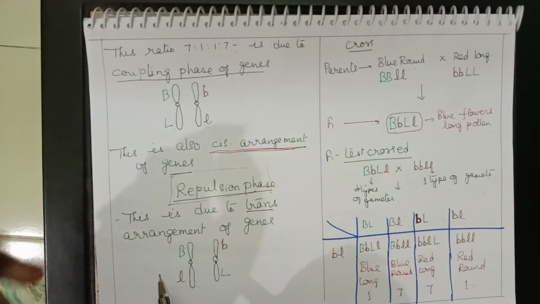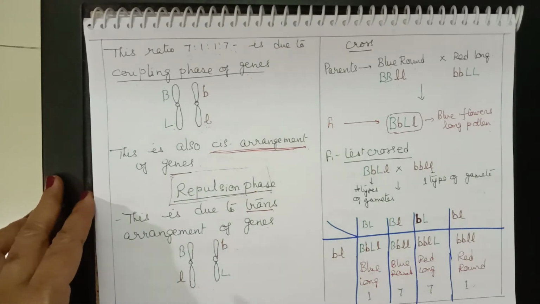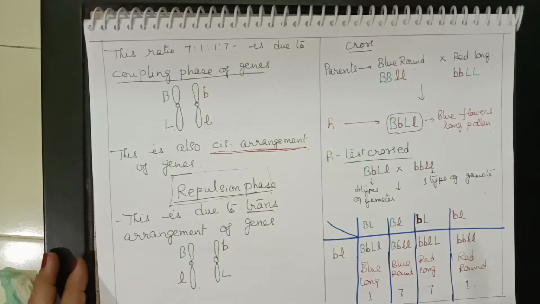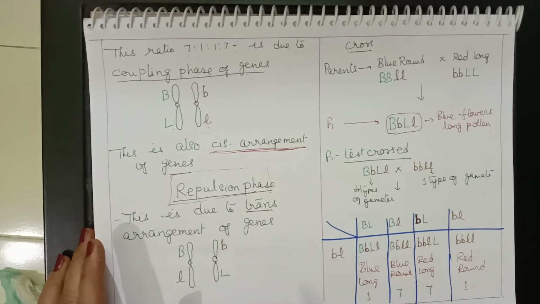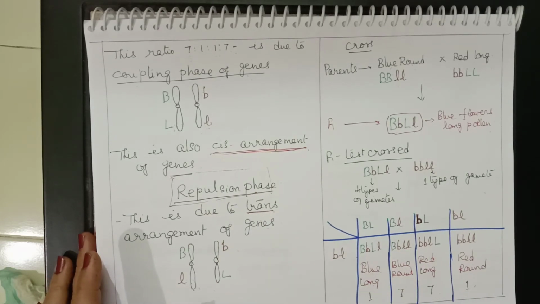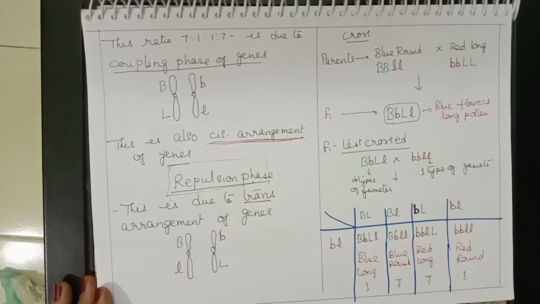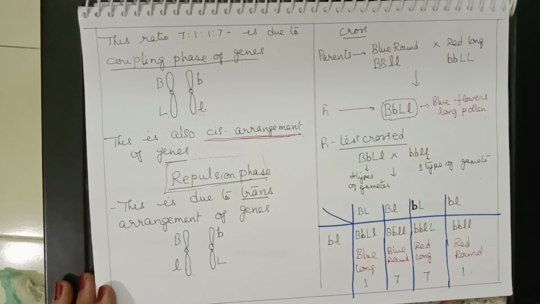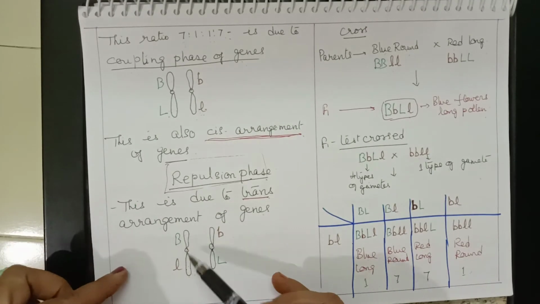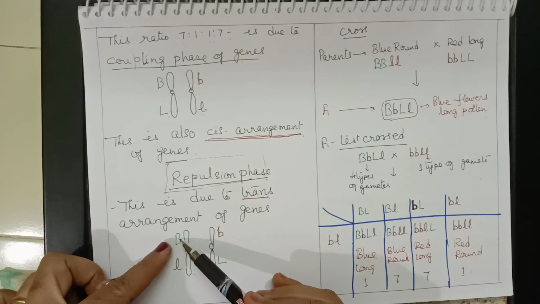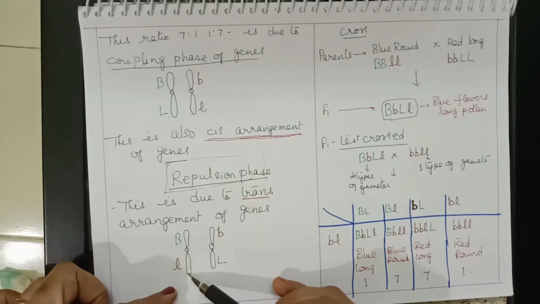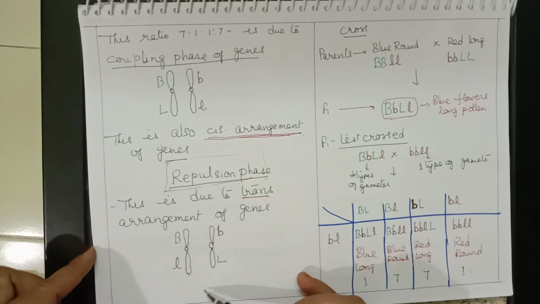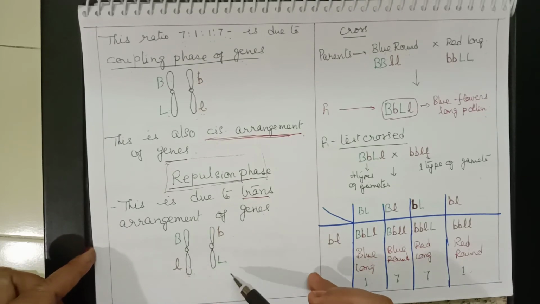7:1:1:7. Now the second phase is called the repulsion phase. Repulsion phase is due to another type of arrangement which is called trans arrangement. Now what is the trans arrangement? It is the opposite of cis arrangement. So here in one chromosome, we find one dominant and one recessive allele. They are located on one chromosome. So this type of arrangement is called a trans arrangement.